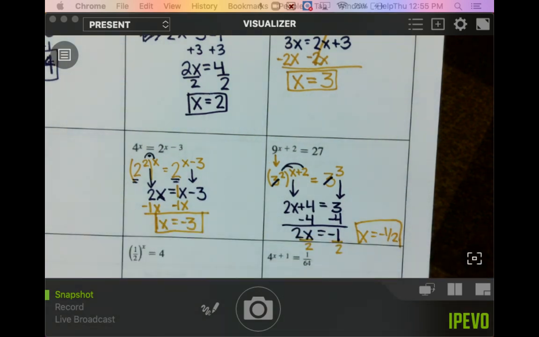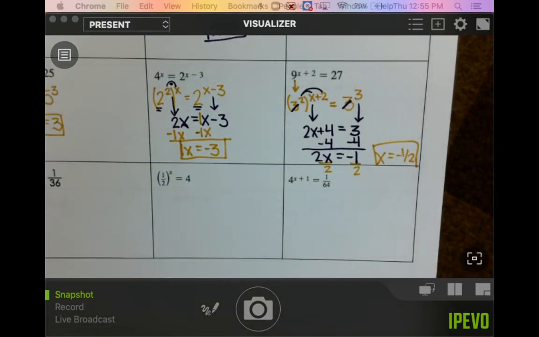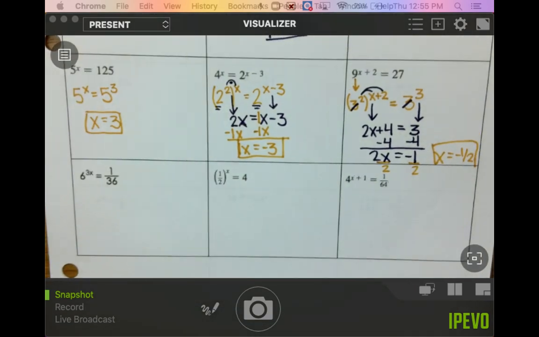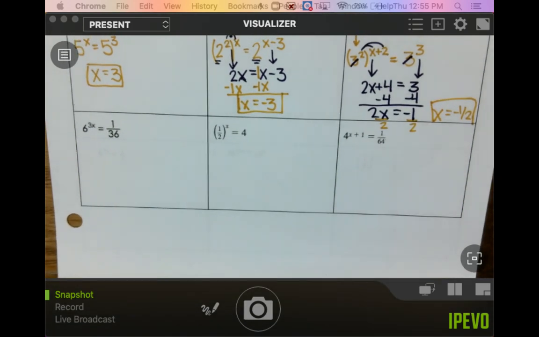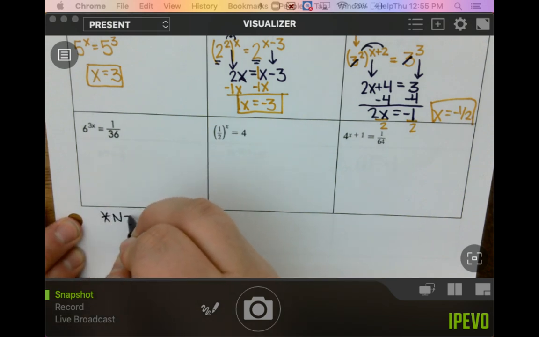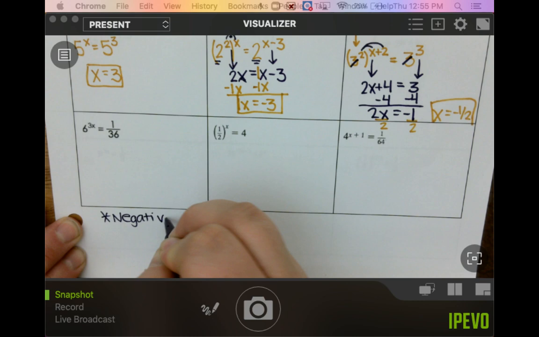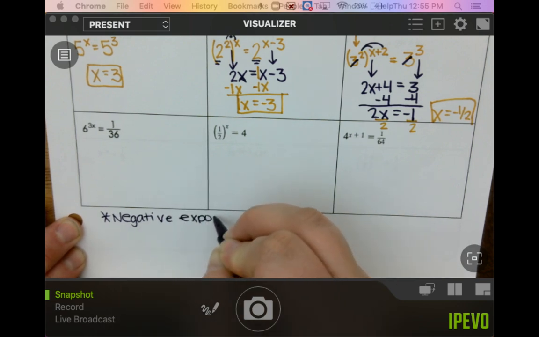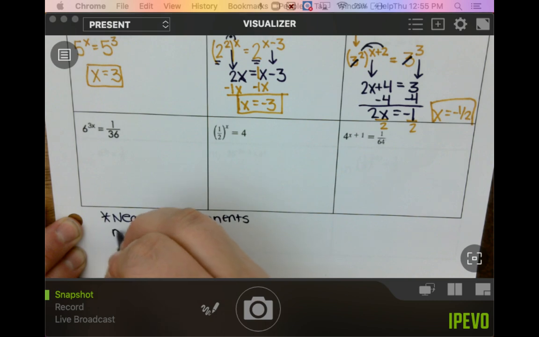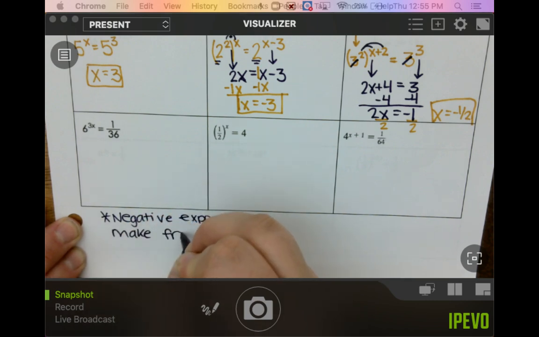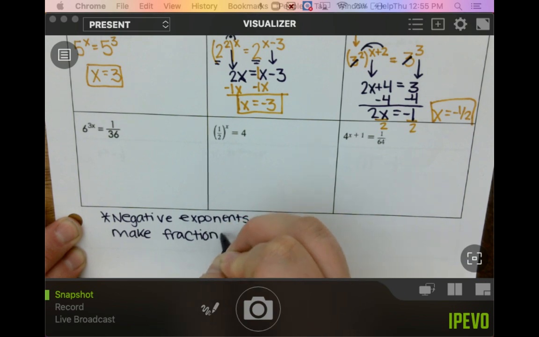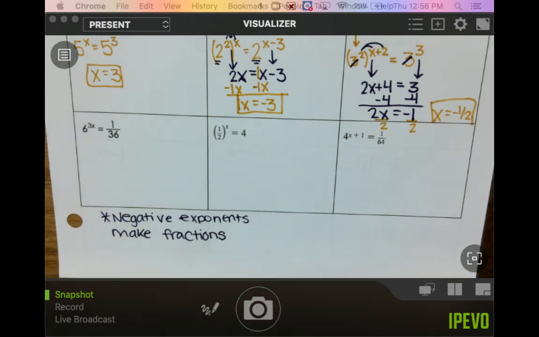Okay, and then we're going to make a note at the bottom about the bottom row. What do you notice is different about all of the ones on the bottom row? They have fractions. And I know fractions freak us out like crazy. The rule I want you to remember is that negative exponents make fractions. So anytime you see a fraction in your problem, one of your exponents was negative.